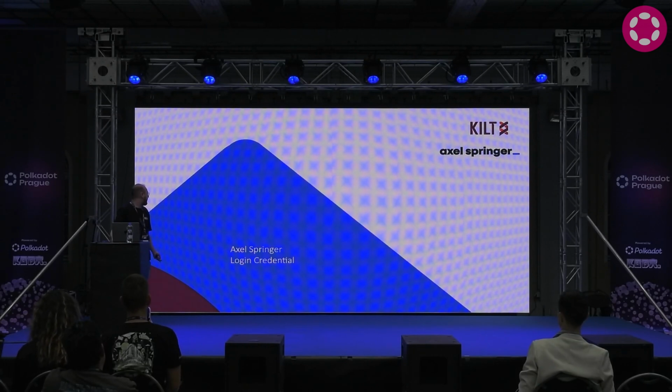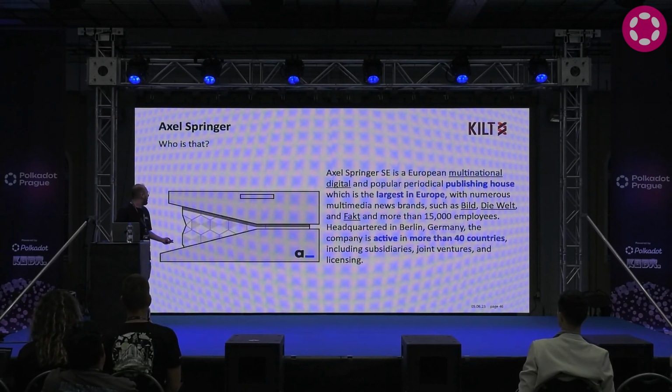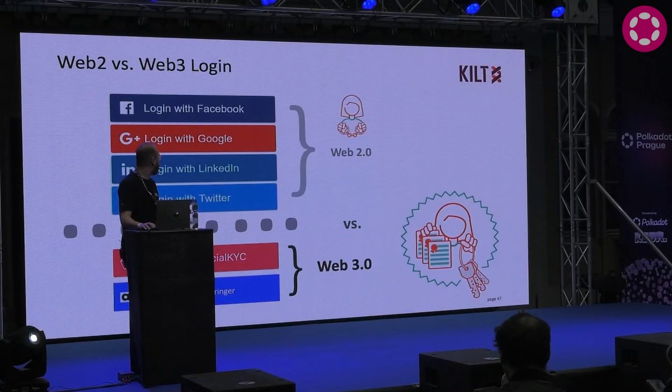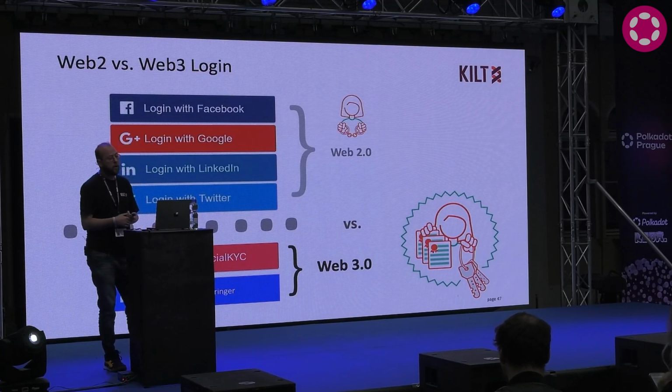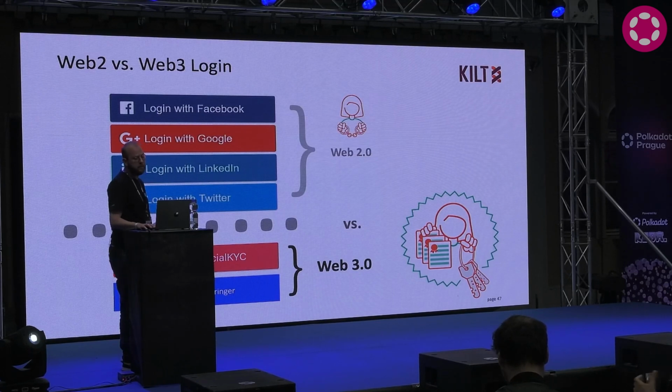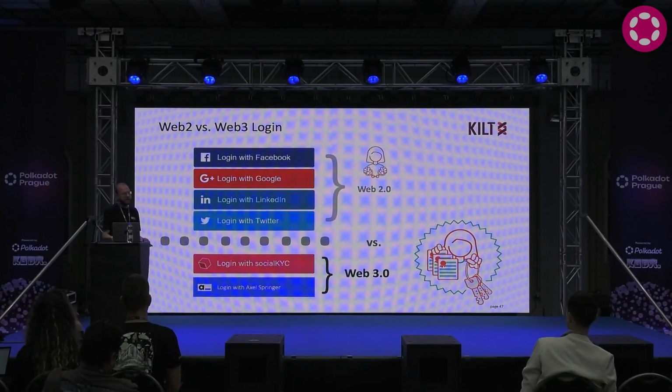Last but not least, the Axel Springer case. Axel Springer is also probably known by some of you as one of the largest publishing houses in the world, which is active in a lot of countries. Their aim is to make a Web3 credential that can be used for login. You can also use the social KYC credential for that, but Axel Springer will probably connect it to their media enterprise, and that probably makes a big difference in trust.